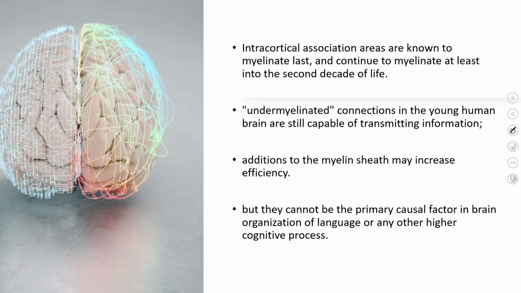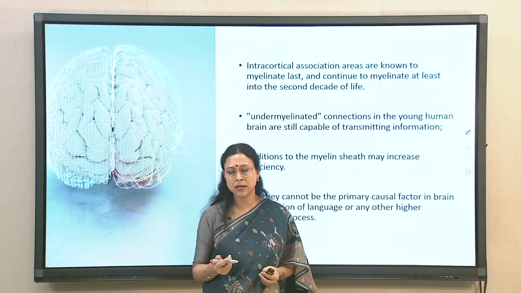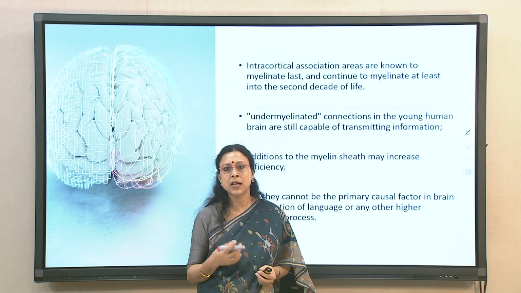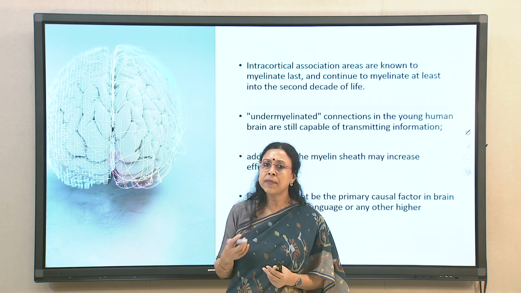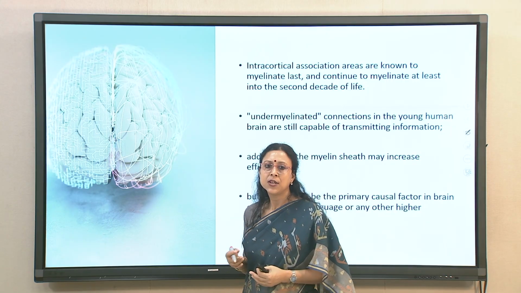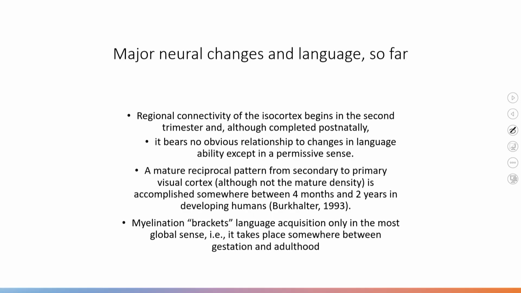Undermyelinated connections in the young human brain are still capable of transmitting information. It is not that because the entire brain is not myelinated at that stage, it will not be able to carry out the processes or transmit the information. That is not how it works, but with myelination it becomes more efficient. So, additions to the myelin sheath may increase the efficiency, though it does not create efficiency. That needs to be kept in mind, but they cannot be the primary causal factor in brain organization of language or any other cognitive processes.